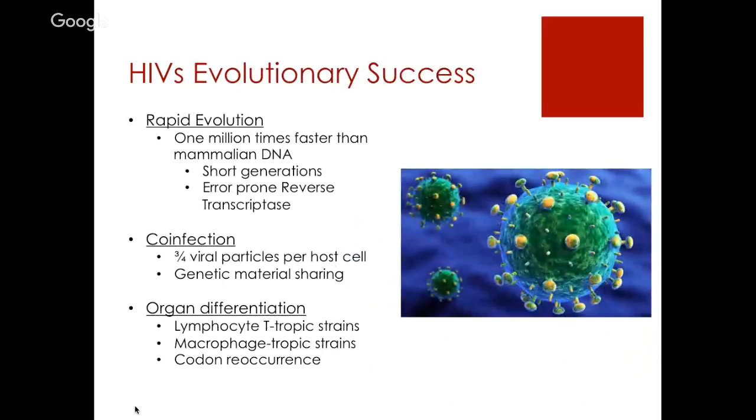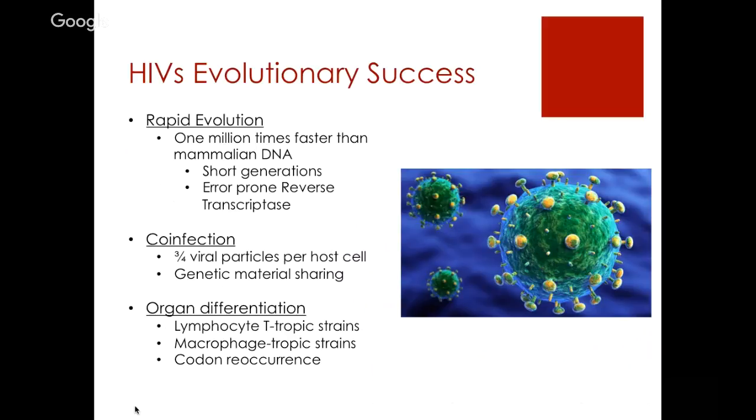So now we're going to move on. We're going to talk about the evolutionary success of HIV, because it really is an incredible virus. So HIV has a couple mechanisms that allow it to overwhelm and destroy the immune system. These are rapid evolution, co-infection, and organ differentiation. So the major player in this is rapid evolution.